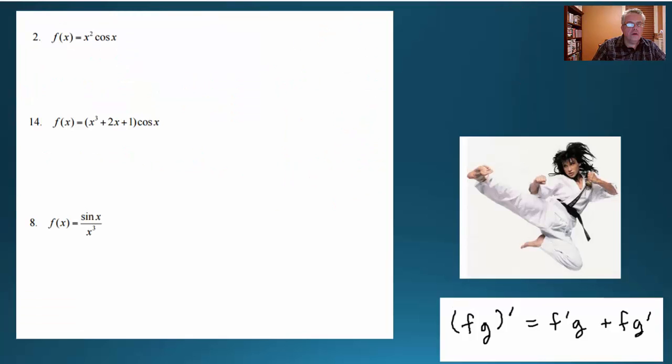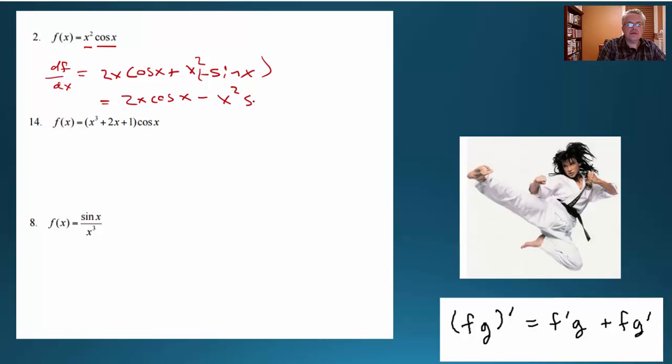These involve sine and cosine. Okay, in this first example, x squared is the first function and cosine x is the second function. So the derivative, df dx, would be the derivative of the first, 2x, times the second function, cosine x, plus the first function times the derivative of the second, and that's minus sine of x. That's the derivative of cosine. So you can view this rule as saying that derivative of the first times the second plus the first times the derivative of the second. Okay, so I get 2x cosine x minus x squared sine of x.